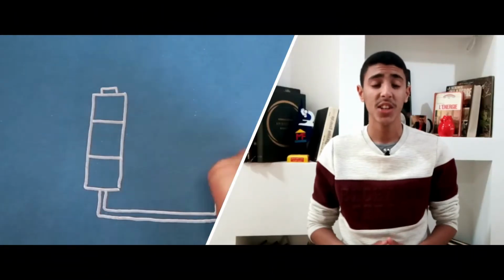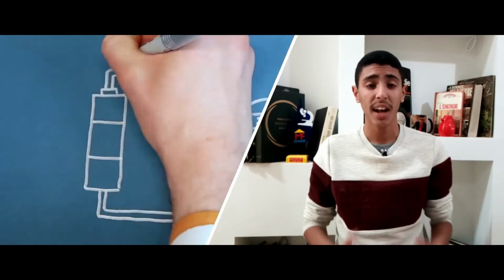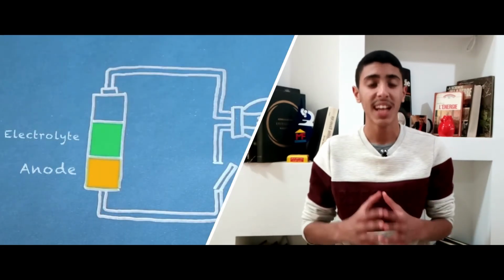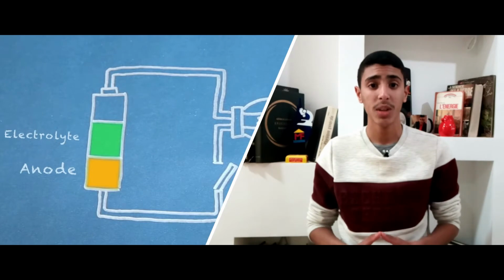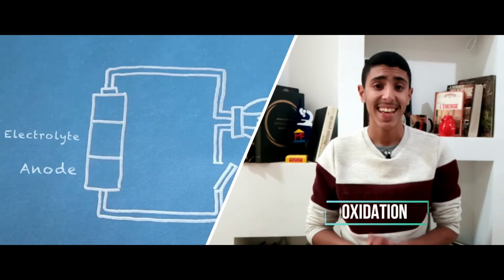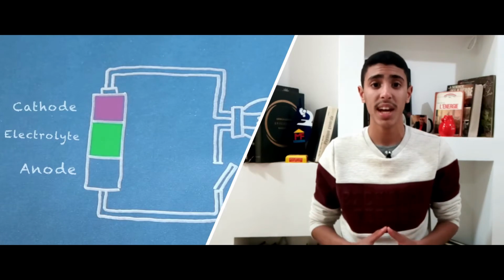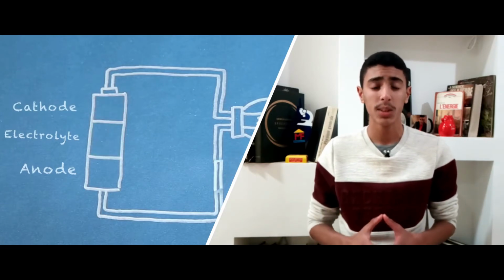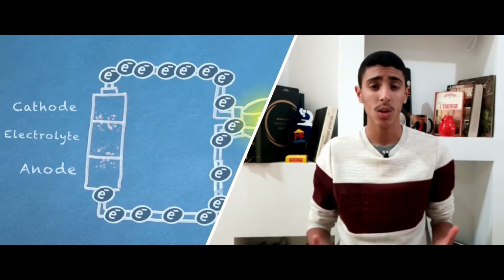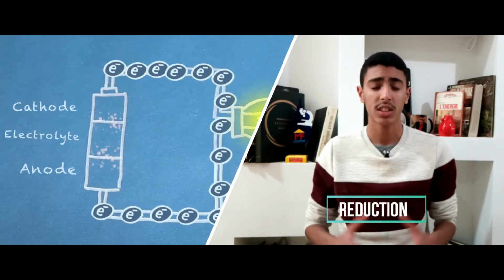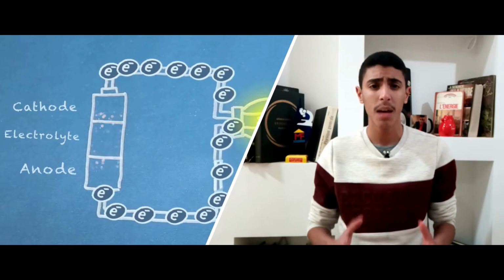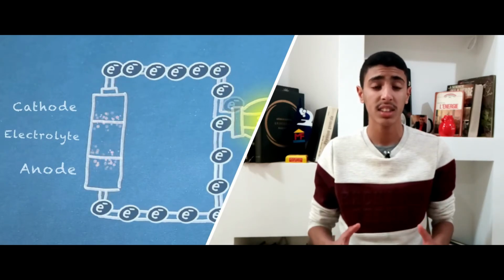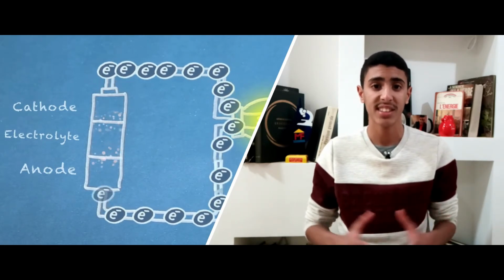When we connect the circuit to the battery, a chemical reaction occurs between the anode and the electrolyte. This chemical reaction produces electrons in a process known as oxidation. At the same time, another chemical reaction occurs between the cathode and the electrolyte. This chemical reaction requires extra electrons in a process known as reduction. To make this chemical reaction happen, electrons from the oxidation side need to move to the reduction side.